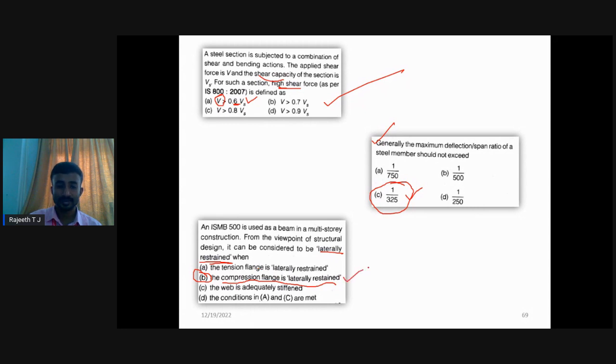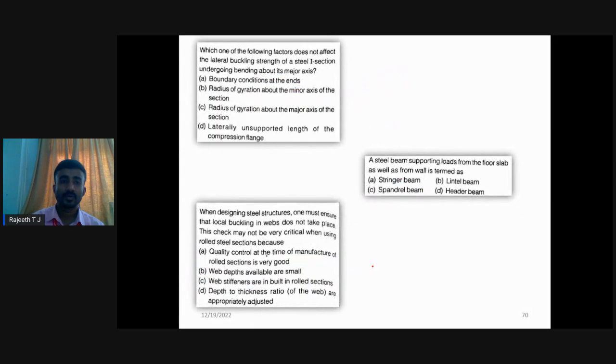If it is compression flange restrained, then we call it a laterally restrained beam. Okay. The next question here is: which of the following factors does not affect the lateral buckling strength of a steel I-section undergoing bending about the major axis? So here the answer is option C, the radius of gyration about the major axis of the section. We should consider here the factor, the radius of gyration.